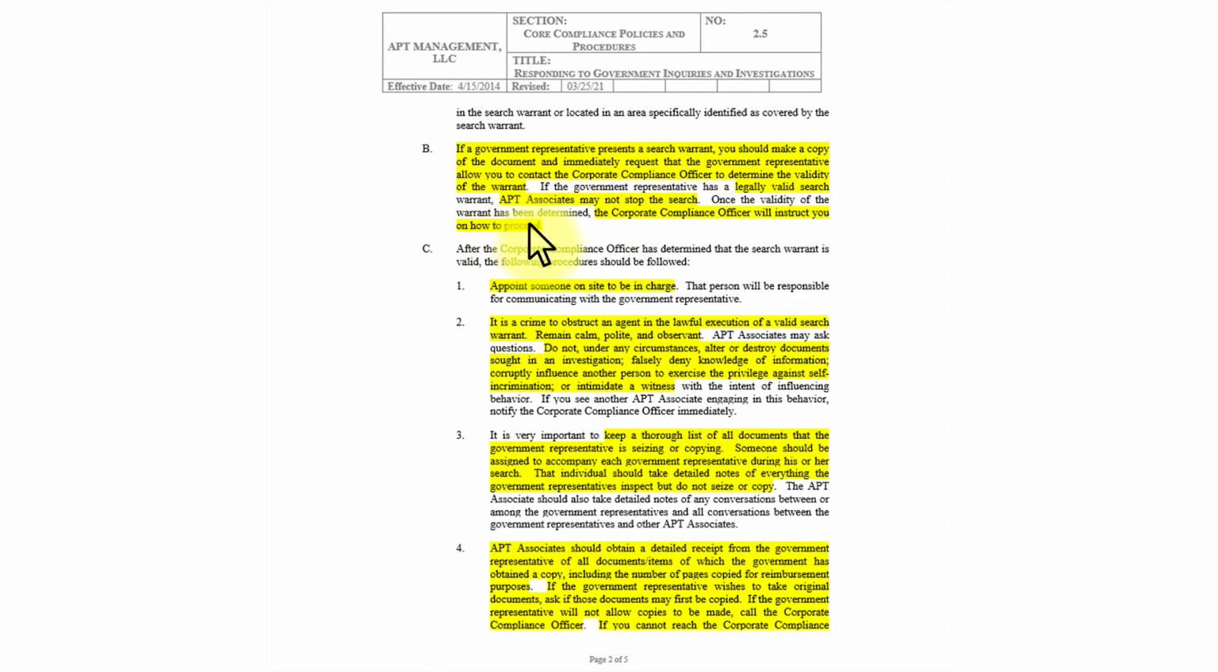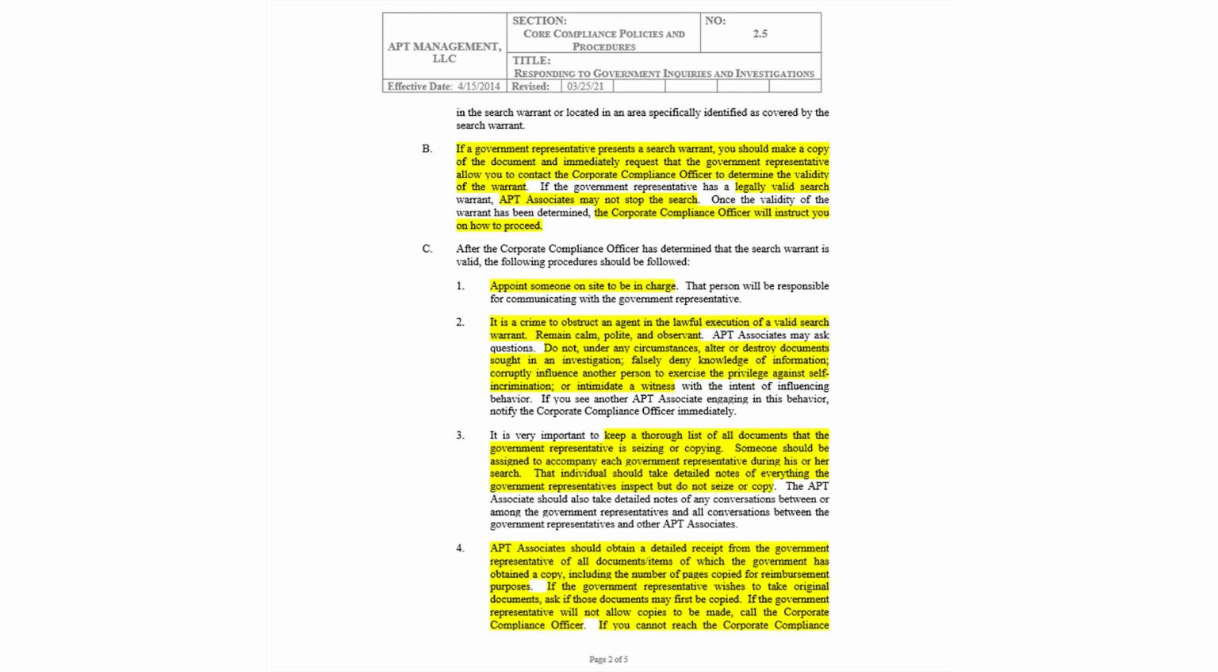Once a valid search warrant is provided, APT Management employees may not stop the search. While the search is being conducted, a staff member, ideally a supervisor, needs to be appointed to communicate with the government representative and keep a detailed list of all documents seized or copied.